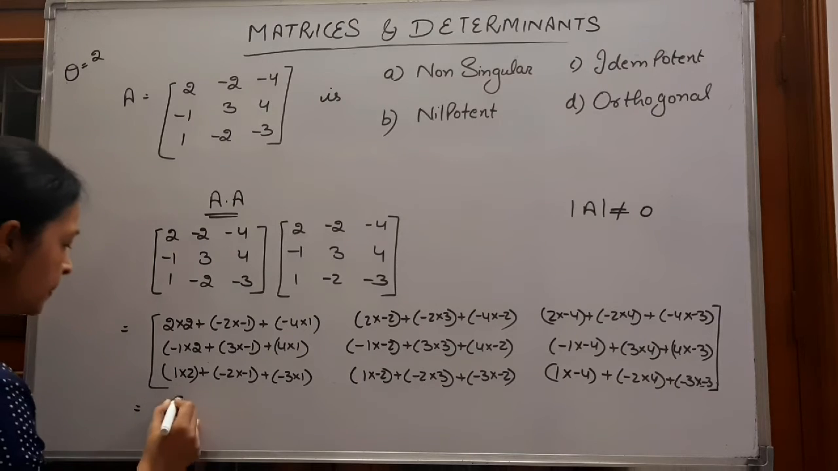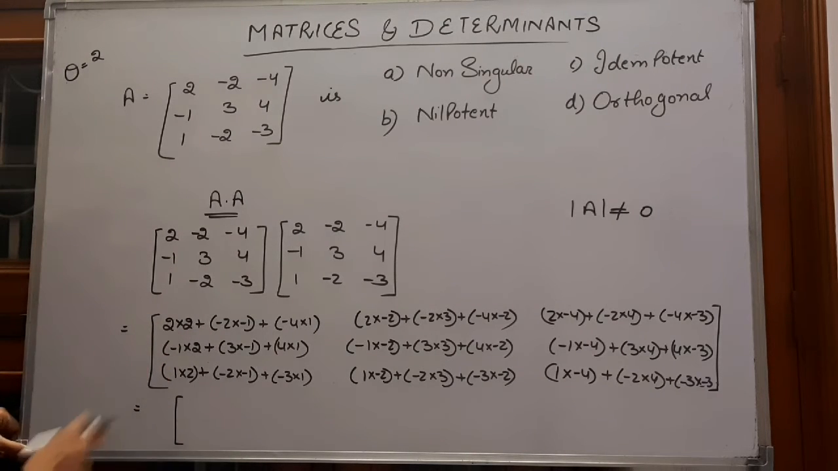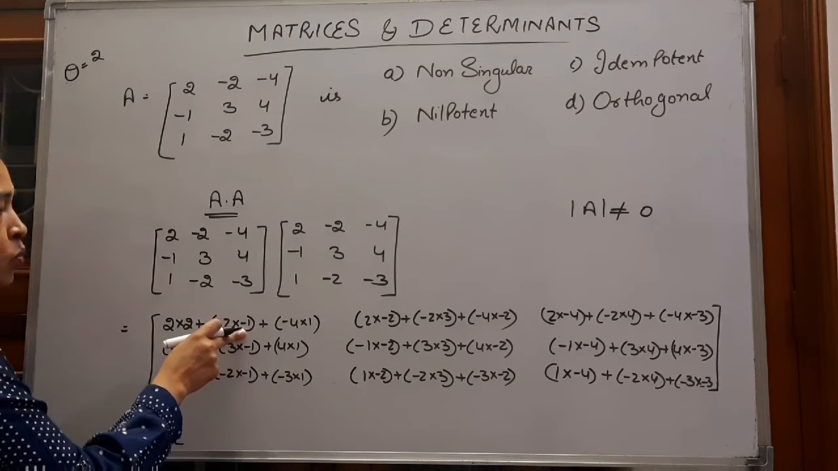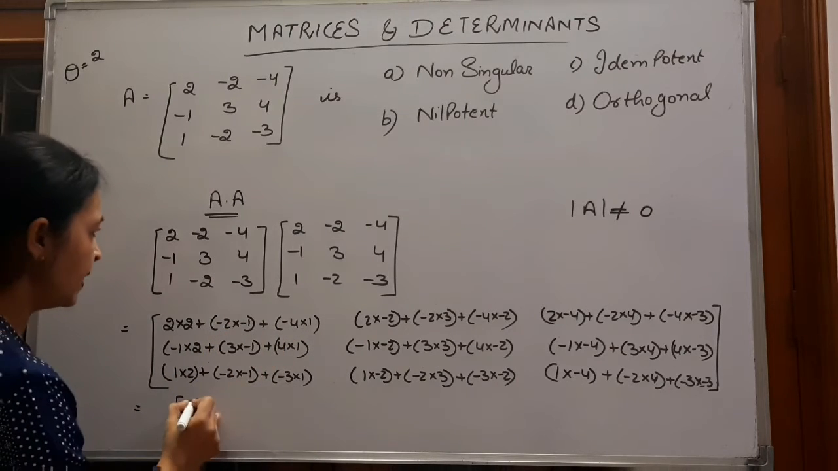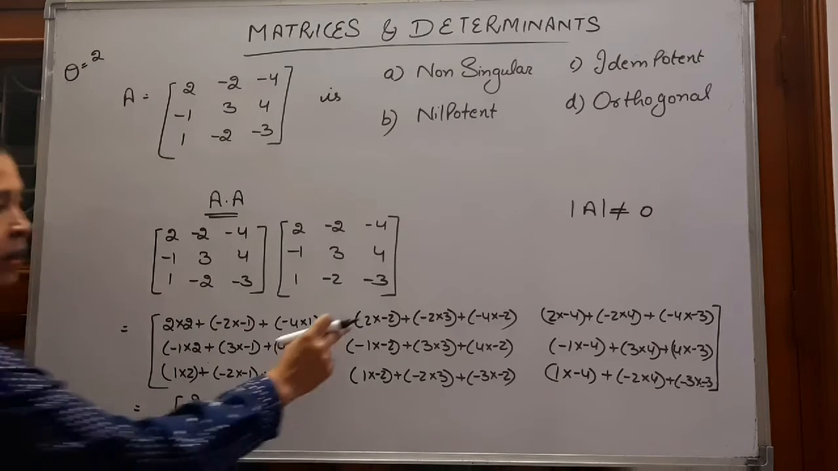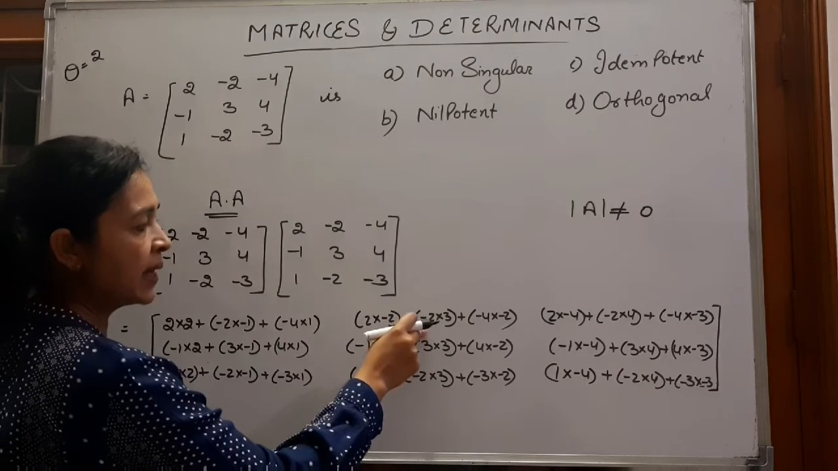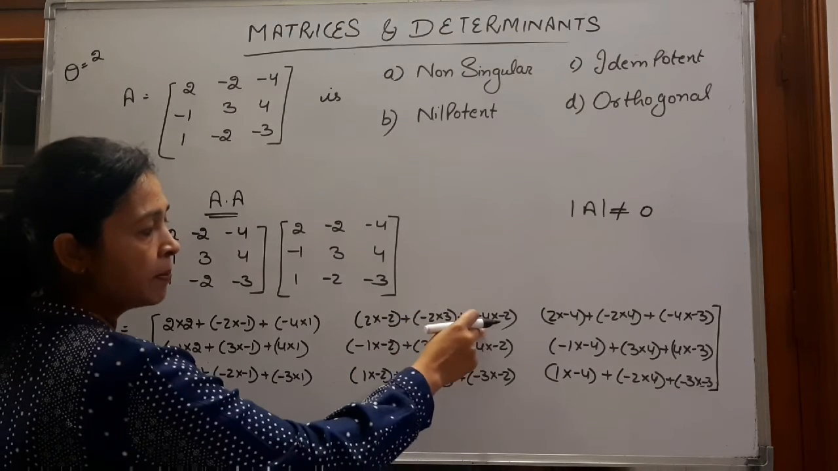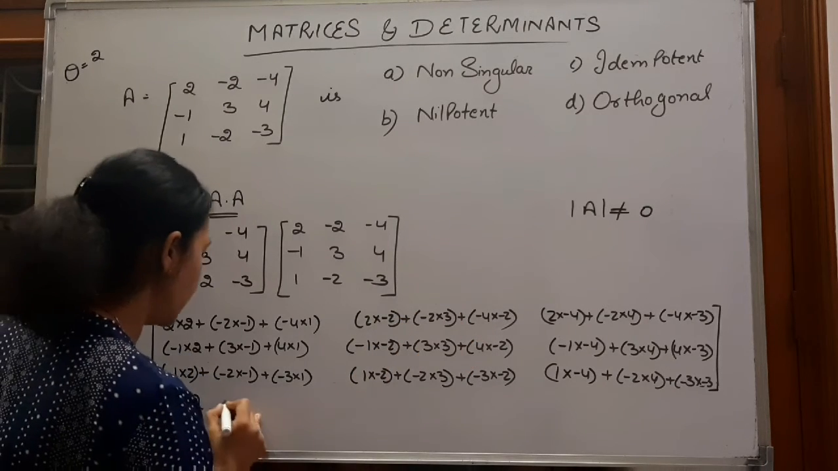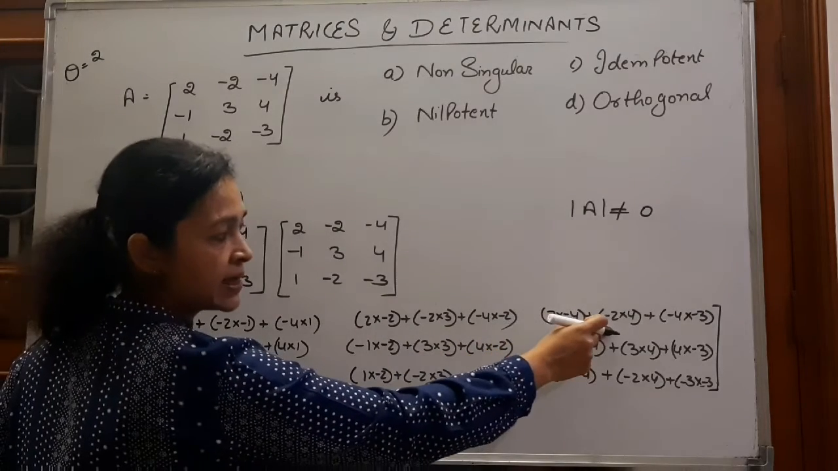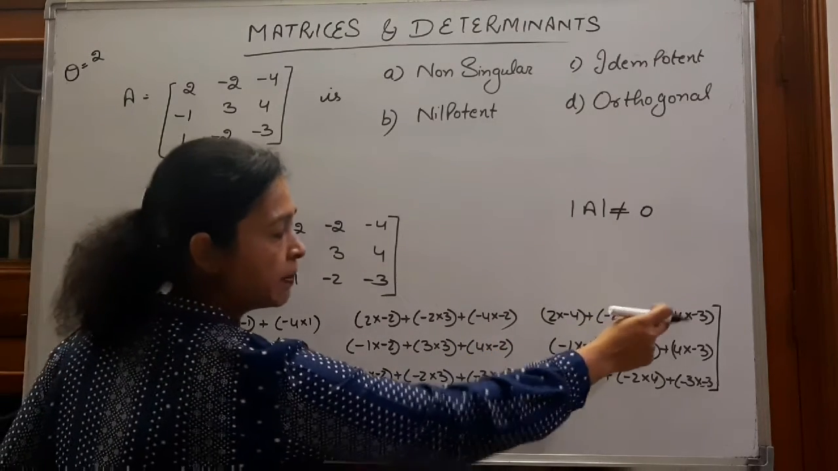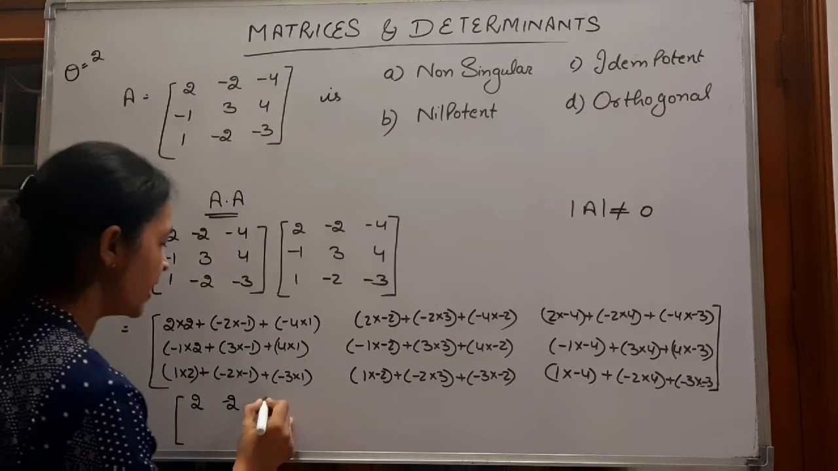Now, what do we get? 2 into 2, 4. 4 plus 2, 6. 6 minus 4, we will get 2. Here, minus 4, minus 6, minus 10. Minus 10 plus 8, minus 2. Minus 8, minus 8, minus 16 plus 12, we will get minus 4.